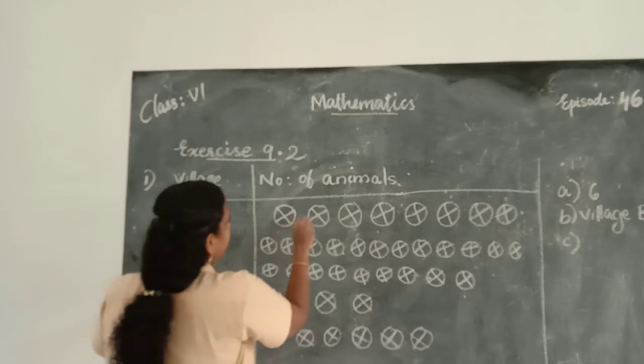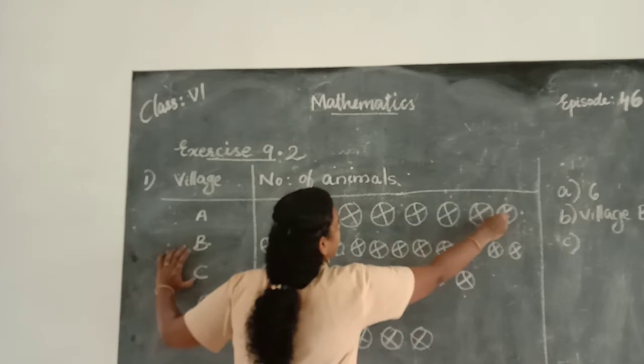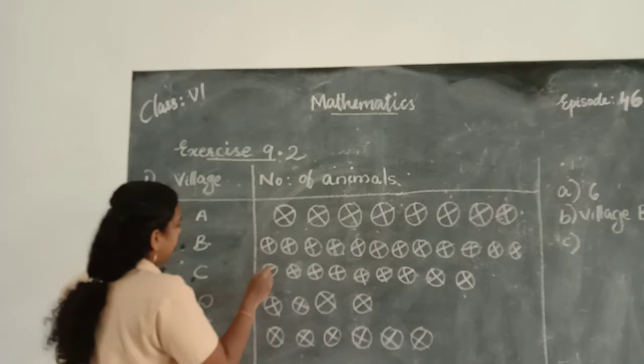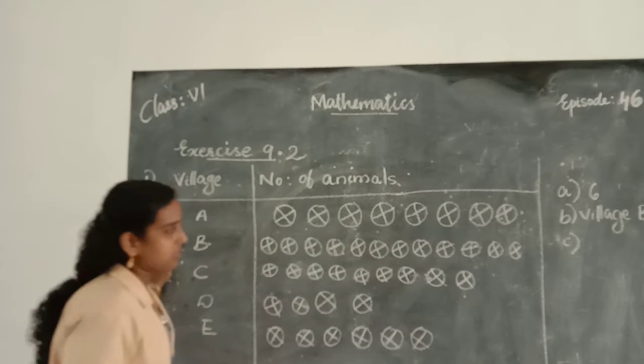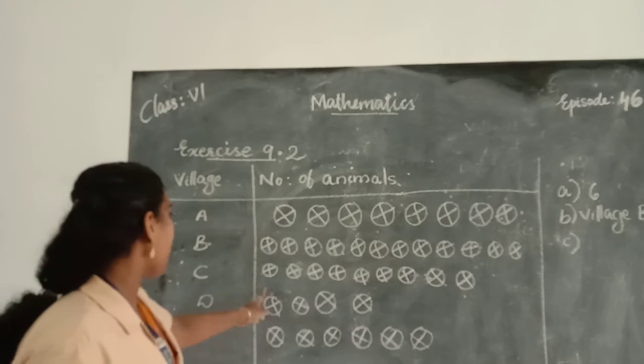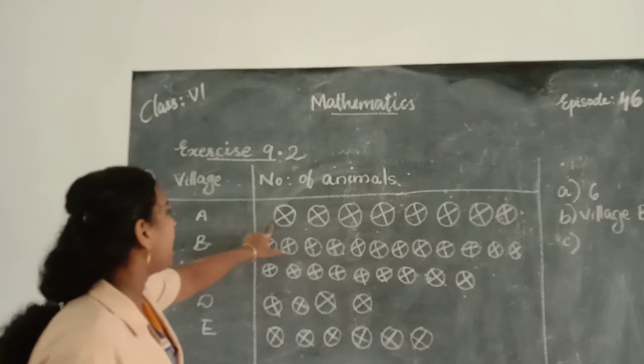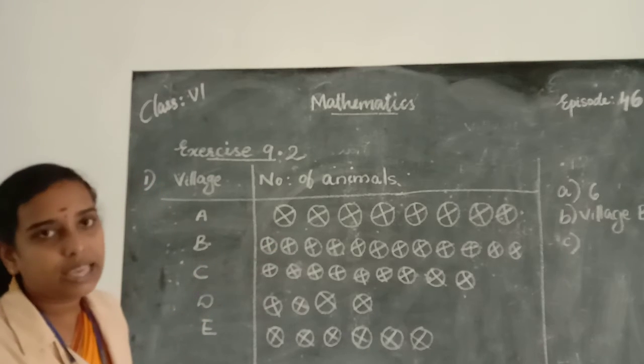Here, village A: 1, 2, 3, 4, 5, 6, 7, 8. Only 8 symbols were present. In village C: 1, 2, 3, 4, 5, 6, 7, 8, 9 symbols were present. Which means 90 animals are present in village C and 80 animals are present in village A.